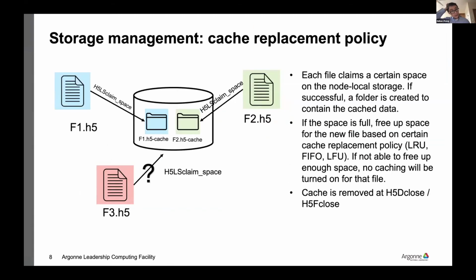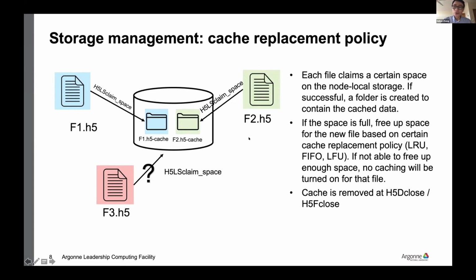Then I would like to talk a lot about the storage space management. Typically in the application, we have multiple files which are trying to use this non-local storage. So the way we manage this resource is that, say one file wants to cache data, it will try to claim a portion of storage from this non-local storage device. And when it's successful, a folder will be created and all the data will be put inside this folder.